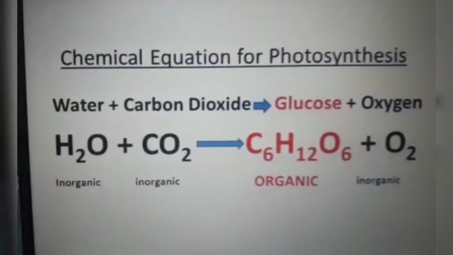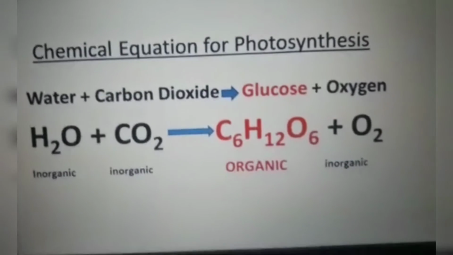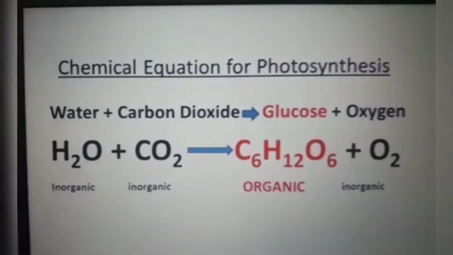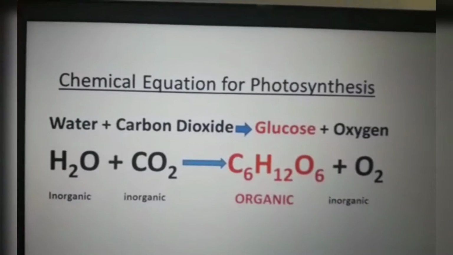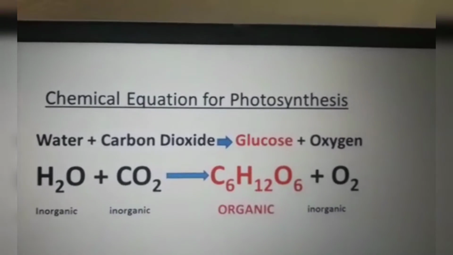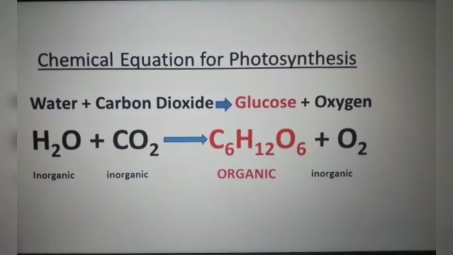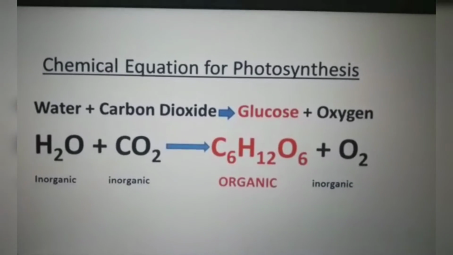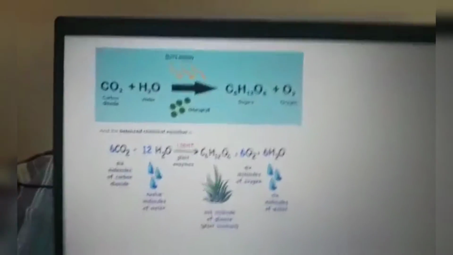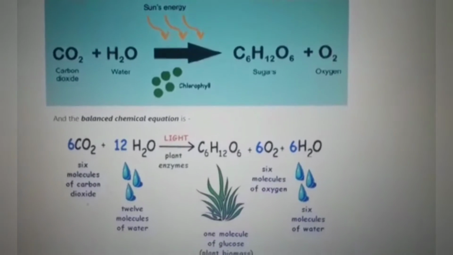What is the chemical equation for photosynthesis? This is very important: H2O, water, plus CO2. These two are, as I already informed, simple inorganic molecules. With the presence of sunlight and chlorophyll, they produce complex organic molecules, here glucose. What is the chemical formula of glucose? C6H12O6 plus O2 plus water. Every time the question paper asks, write the balanced equation of photosynthesis. Very, very important, my dear. So you have to learn the equation.